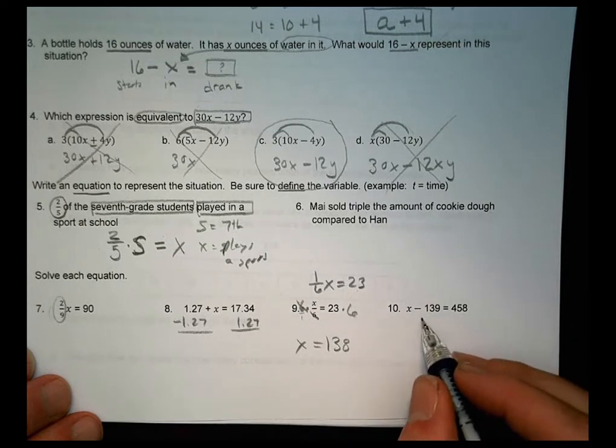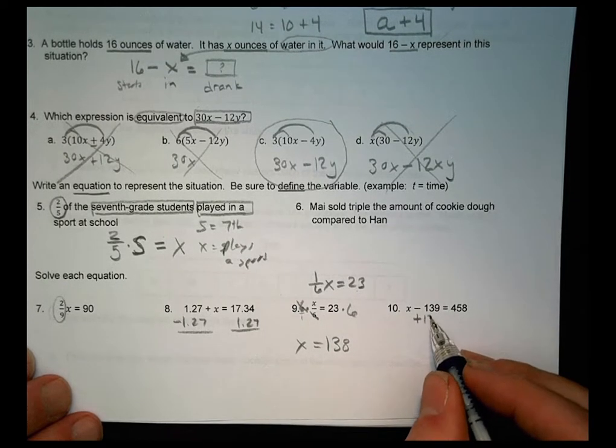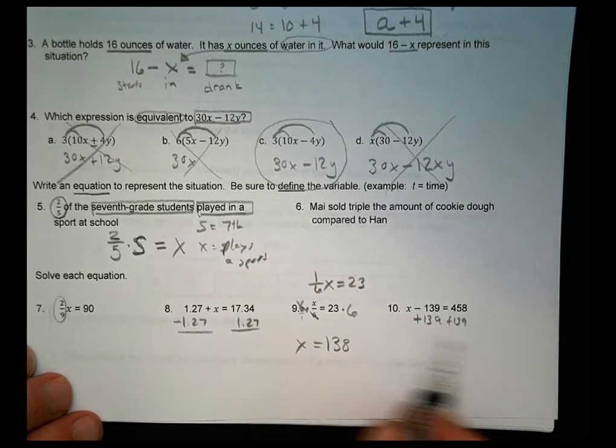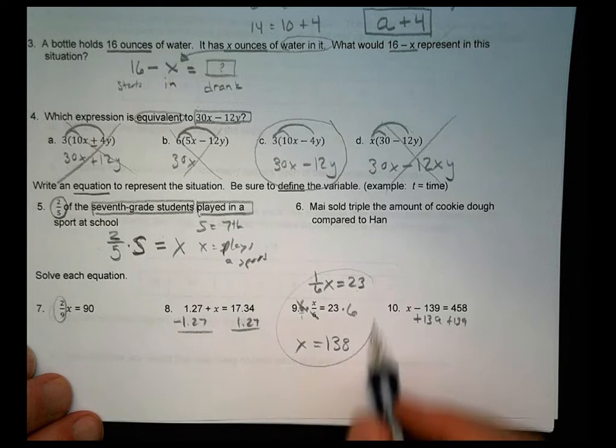Over here on this one, to get rid of that minus 139, I would add 139 to both sides and solve that out there. So I'll let you do those. I did the one for you, but these are pretty straightforward.